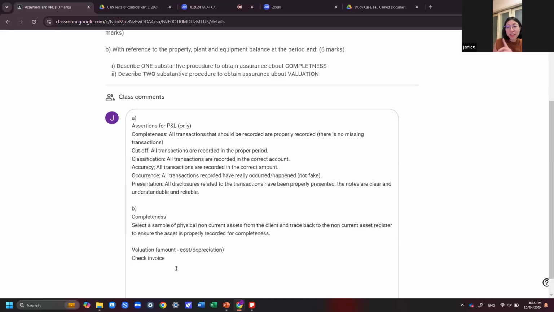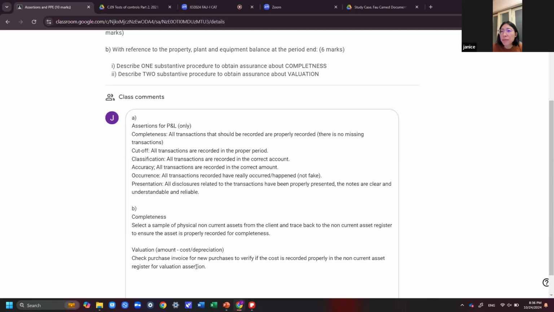Okay. So Minghuo, do you understand this? I would probably just say 0. So we would say, probably I would do, check the purchase invoice for new purchases to verify if the cost is recorded properly in the non-current asset register for valuation assertion.